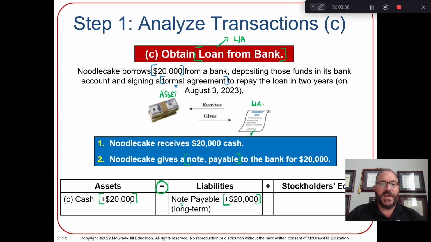So notice what happens. Their cash goes up by $20,000. Why? Because they borrowed it from the bank. But now they owe $20,000 more in liabilities. So what happened was $20,000 in cash, but now we owe $20,000. See how it stays in balance? Okay.